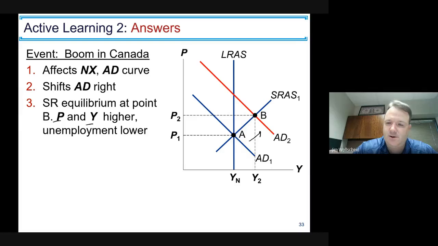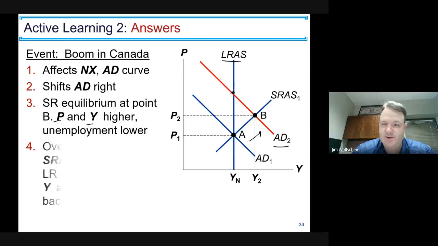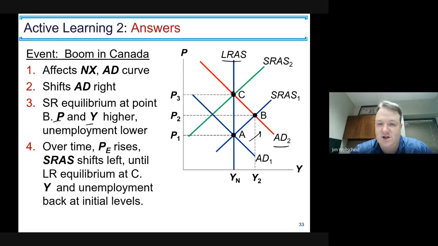So what's going to happen in the long run? Well, in the long run, I keep aggregate demand and long run aggregate supply. So I have less unemployment. So as a business, it's going to cost me more to pay my workers. As it costs me more to pay my workers, short run aggregate supply shifts left. So we end up at point C.